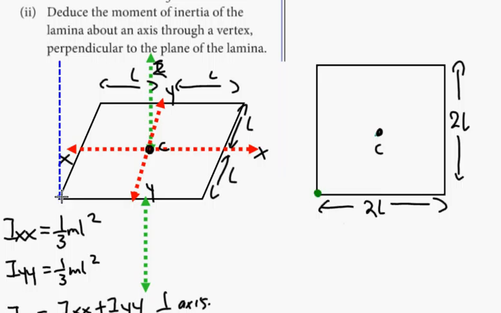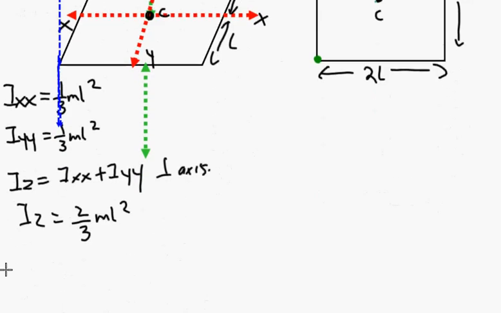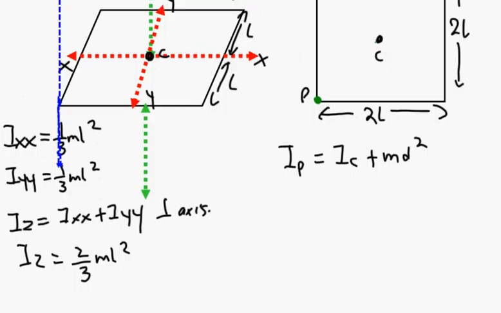So, through one of its corners, you can see a blue axis I'm just after drawing here. What do the green axis and blue axis have in common? They're parallel. Hence, you're going to recruit your good old friend, the parallel axis theorem, where we'll call this corner P. IP equals IC plus MD squared, where D represents the distance.